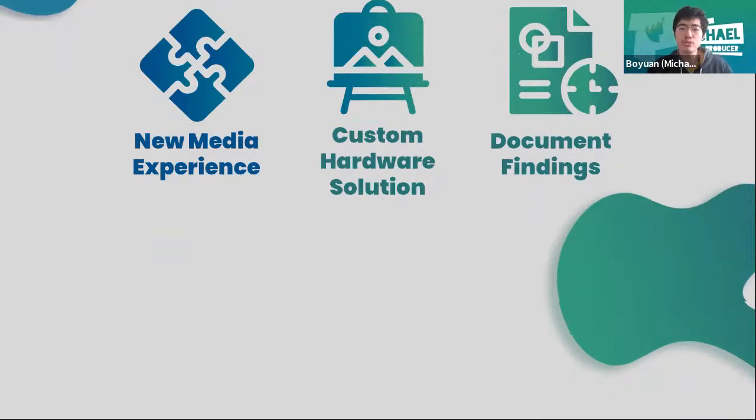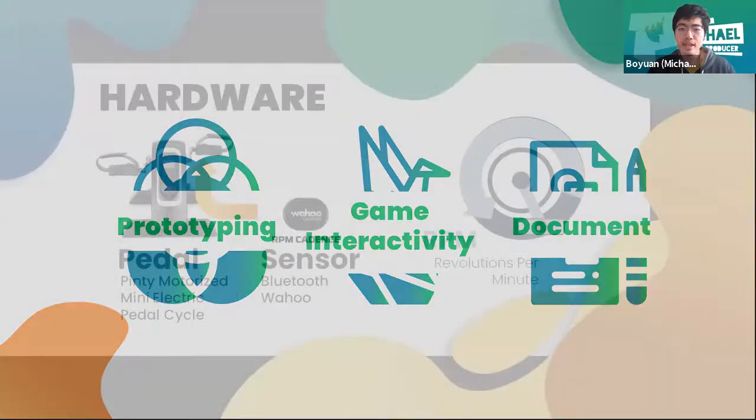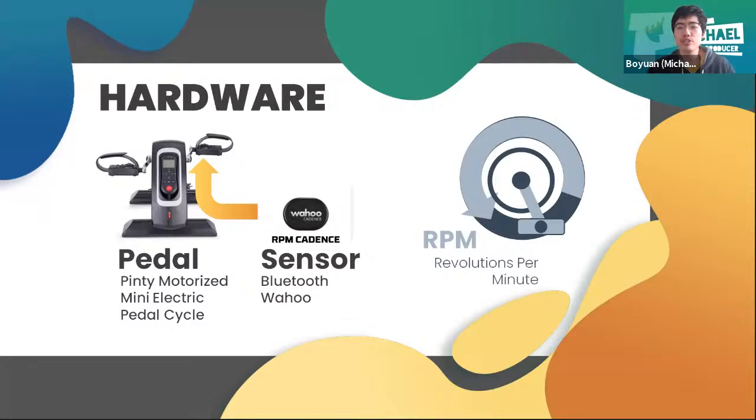Based on the project goals, we value prototyping, gameplay, interactivity, and documentation as the most important in our metrics matrix. And for the hardware, we will first start with just the RPM cadence sensor attached to the pedal cycle. The cadence sensor will give us RPM data, which we can use to calculate the speed. As we develop more prototypes, we will decide if more hardware is required. Now I will pass it to Aubrey to talk about related work in this exergaming field.